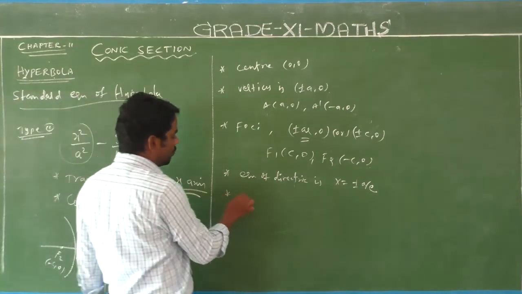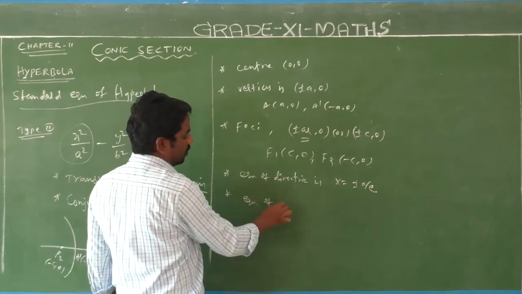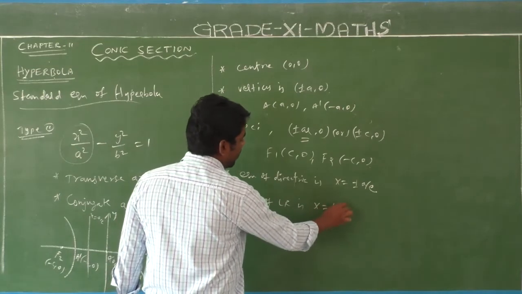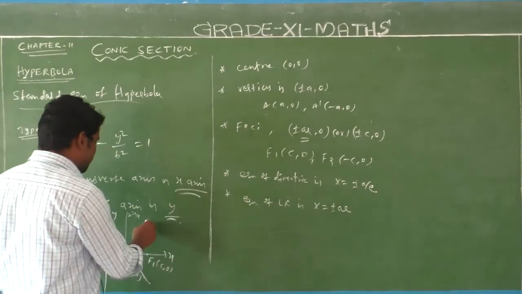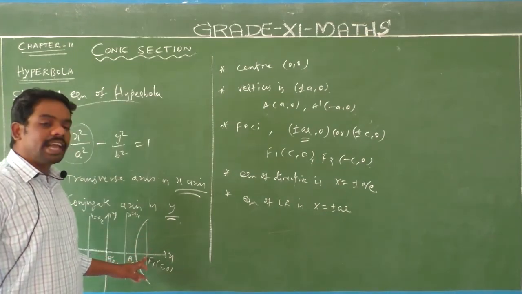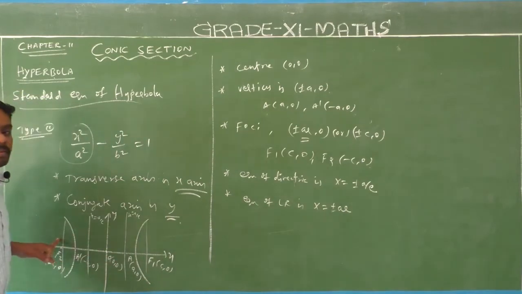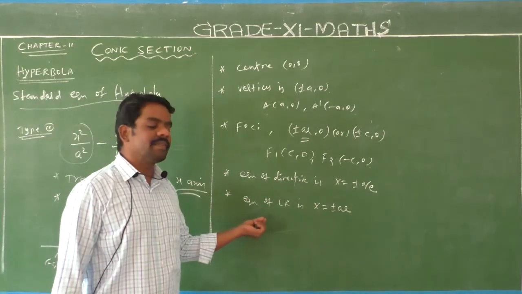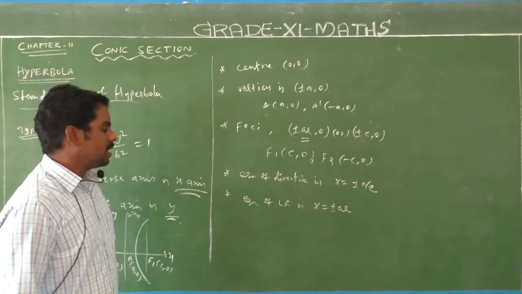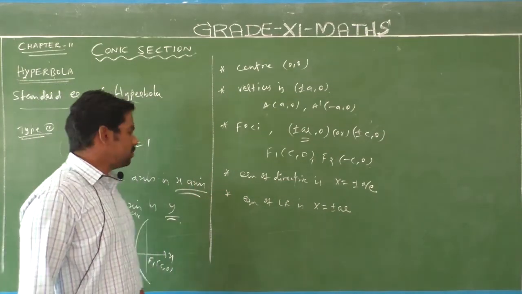And the equation of the latus rectum is x equal to plus or minus ae. The latus rectum passes through the foci, which are plus ae and minus ae. So this line cuts at x equal to ae, and this line cuts at x equal to minus ae. Therefore the equation of the latus rectum is x equal to plus or minus ae.